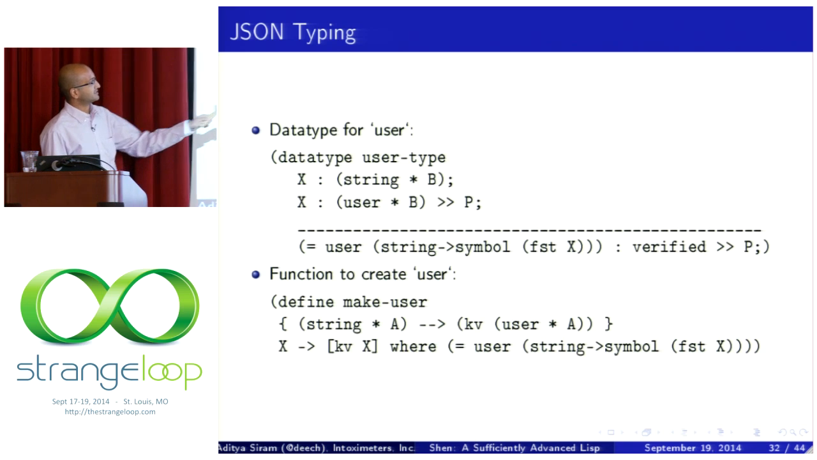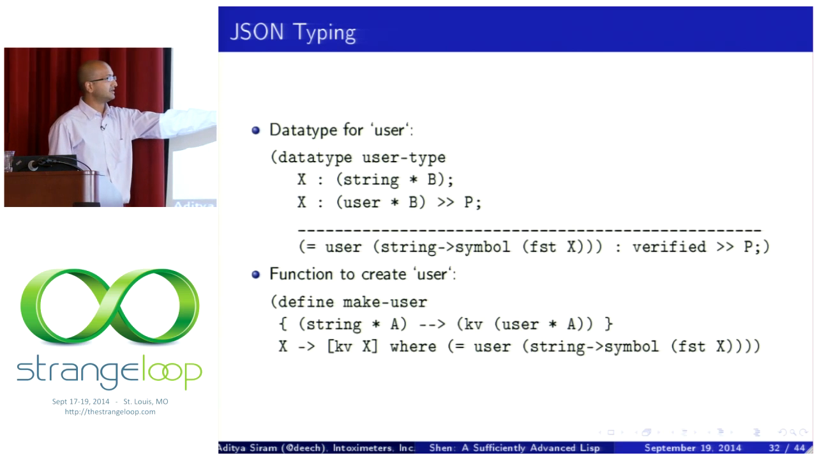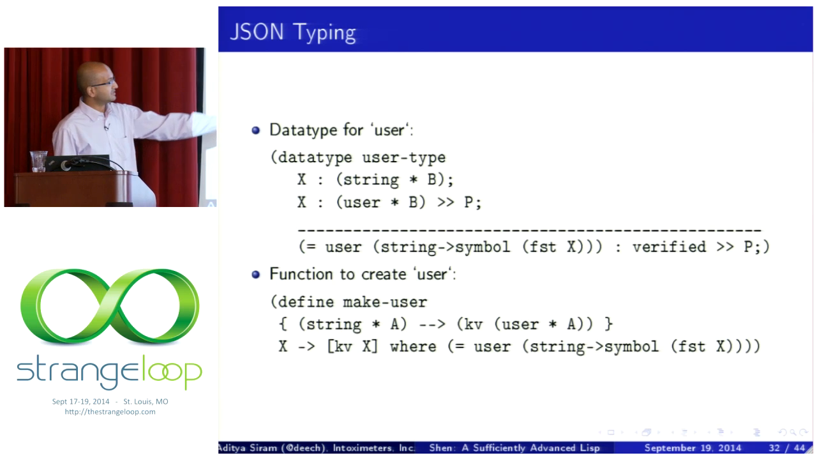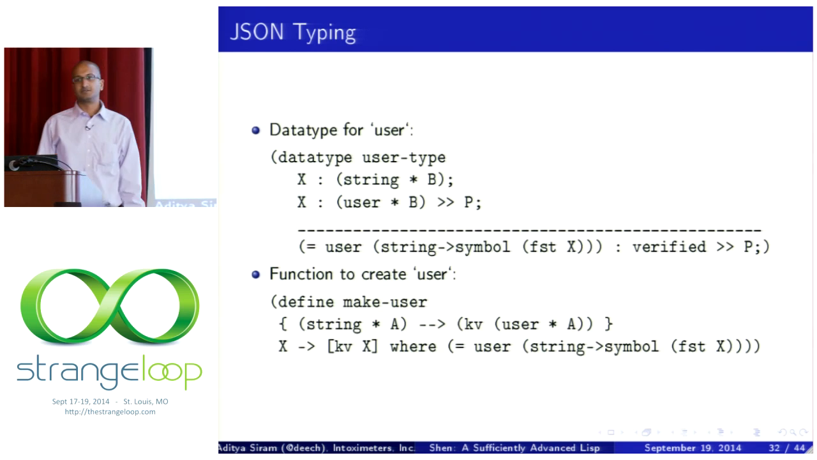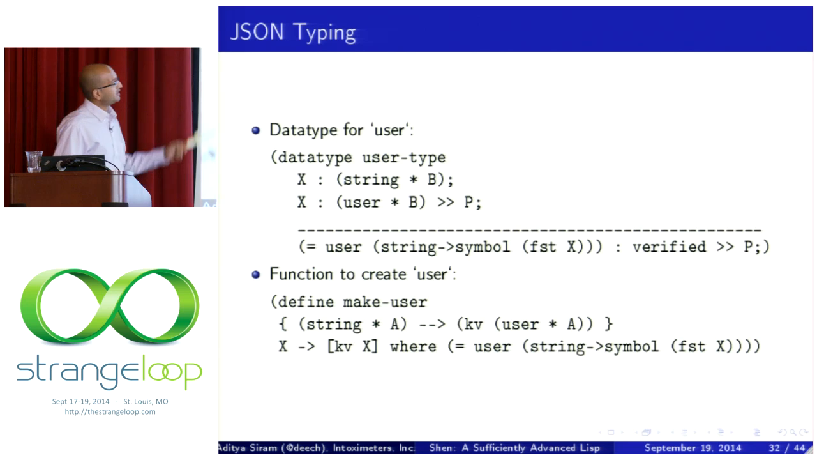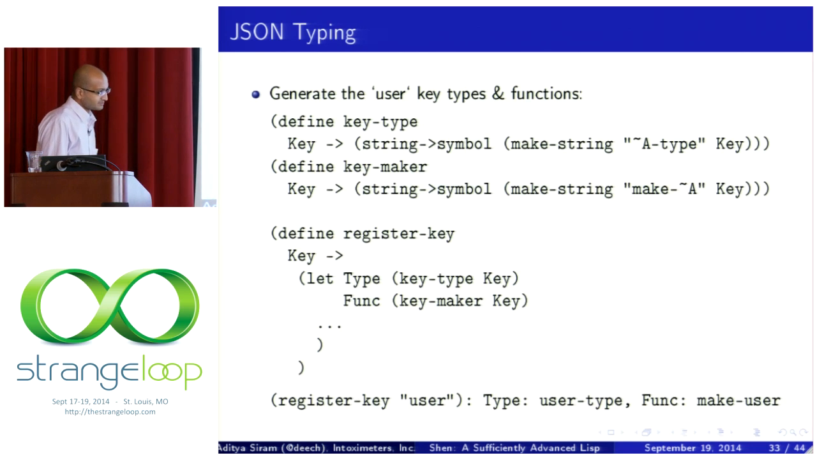What that means is, in order for me to convert a string star A into a KV user star A, all I need is to wrap it up in this KV and have that guard that checks to see that user is the first thing in that tuple. And what I want is to generate this for all of the keys that we wish to pass around. So for that, we need metaprogramming.